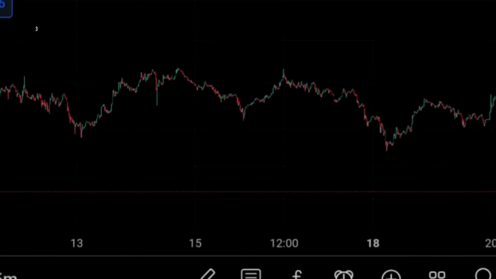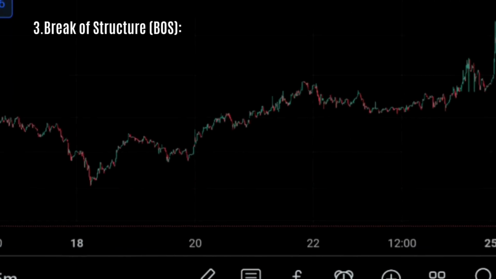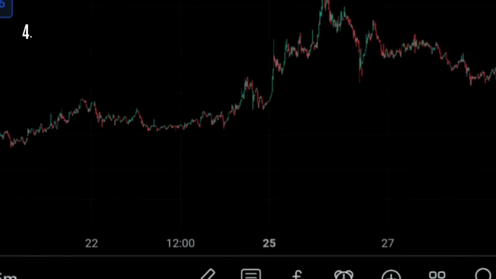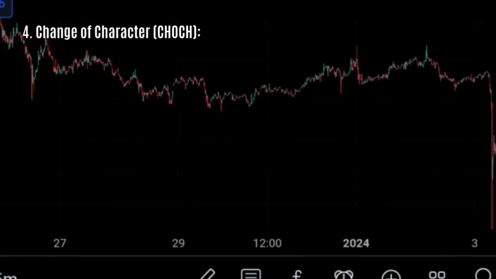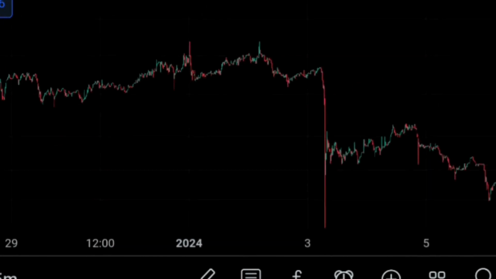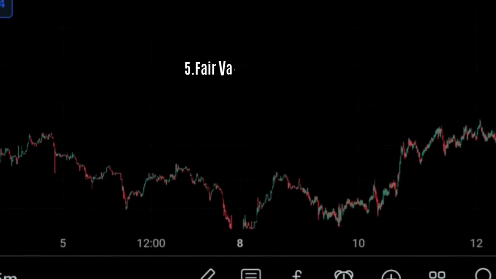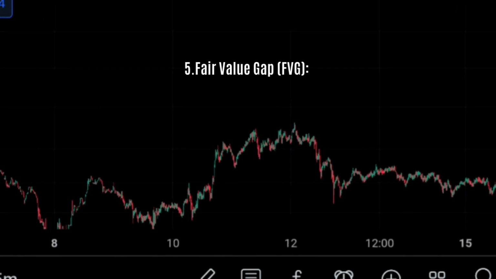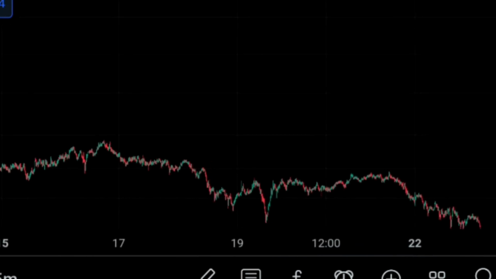3. Break of structure, BOS, indicates the strength or weakness of a trend in the market. 4. Change of character, CHOC, indicates a change in the order flow, suggesting potential changes in market trends where many order blocks exist. 5. Fair value gap, FVG. The gap in fair value signifies an imbalance in price created by large orders.